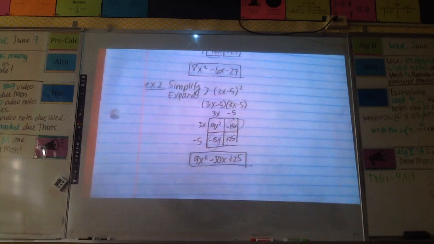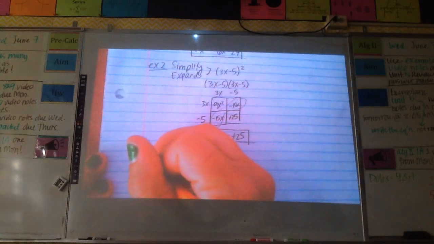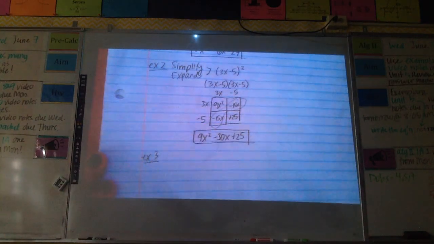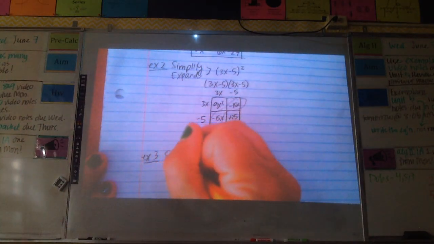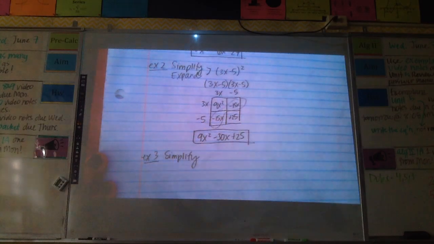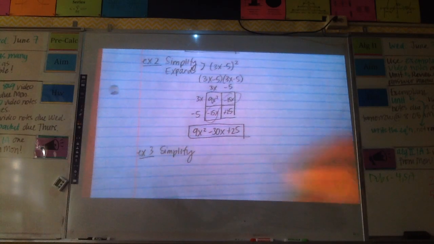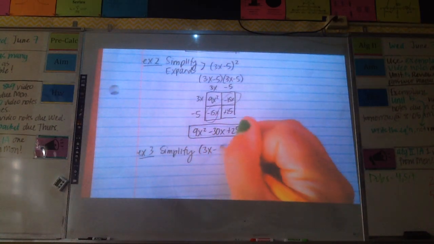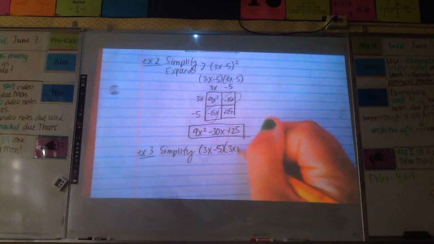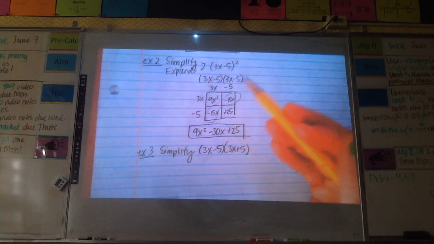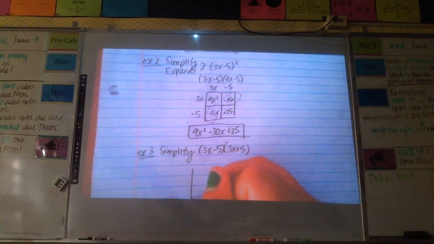Okay, let's look at a similar example. Again, I might be asked to multiply, or simplify, or expand. Let's stick with simplify, which I know that means my answer will not be a solution, it'll be some expression. This time I have 3x minus 5 times 3x plus 5. Very similar to the last example. Let's see what happens.